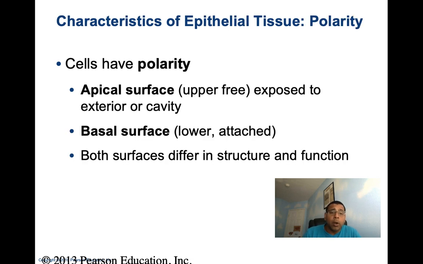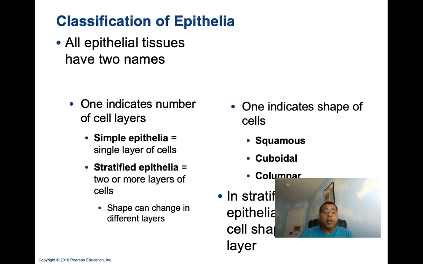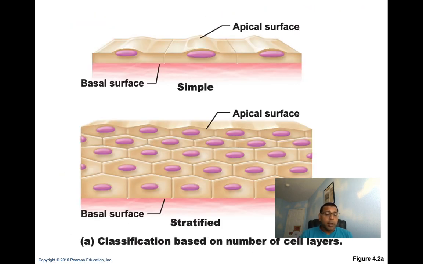I would like you to know all epithelial cells have an apical and basal surface, is basically what we're saying when we say that epithelial tissue has polarity. So cells have polarity in an apical surface and a basal surface. The apical surface is the upper or the free surface. It's the surface that is exposed to the body's exterior or to the cavity.